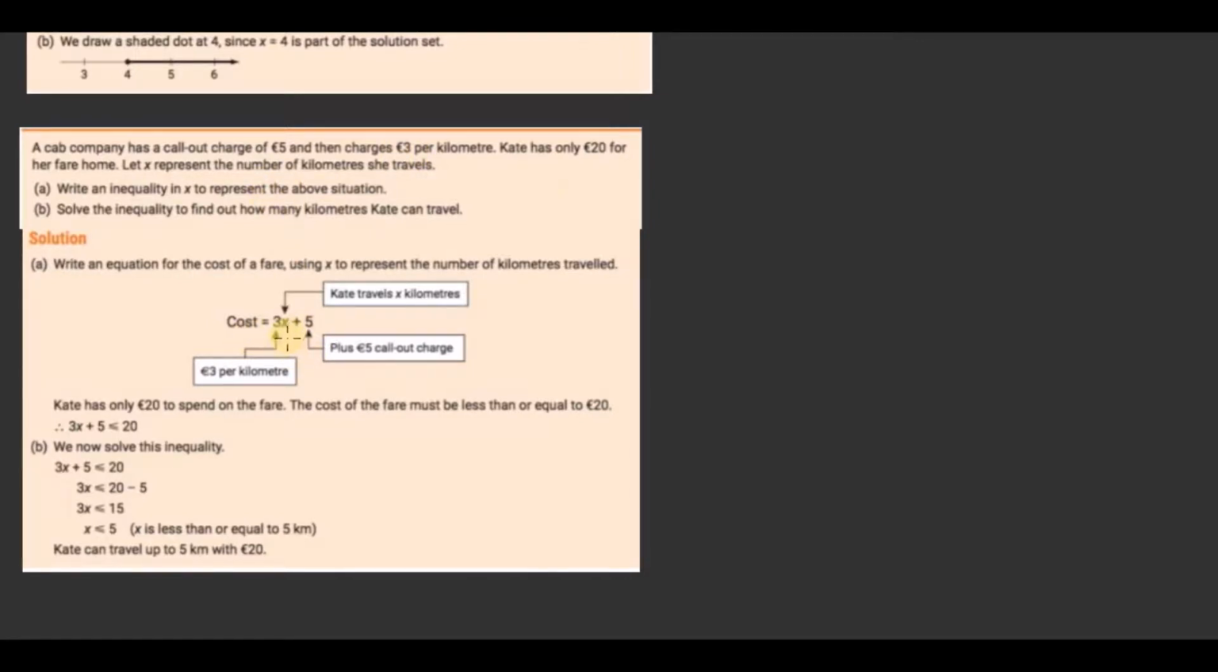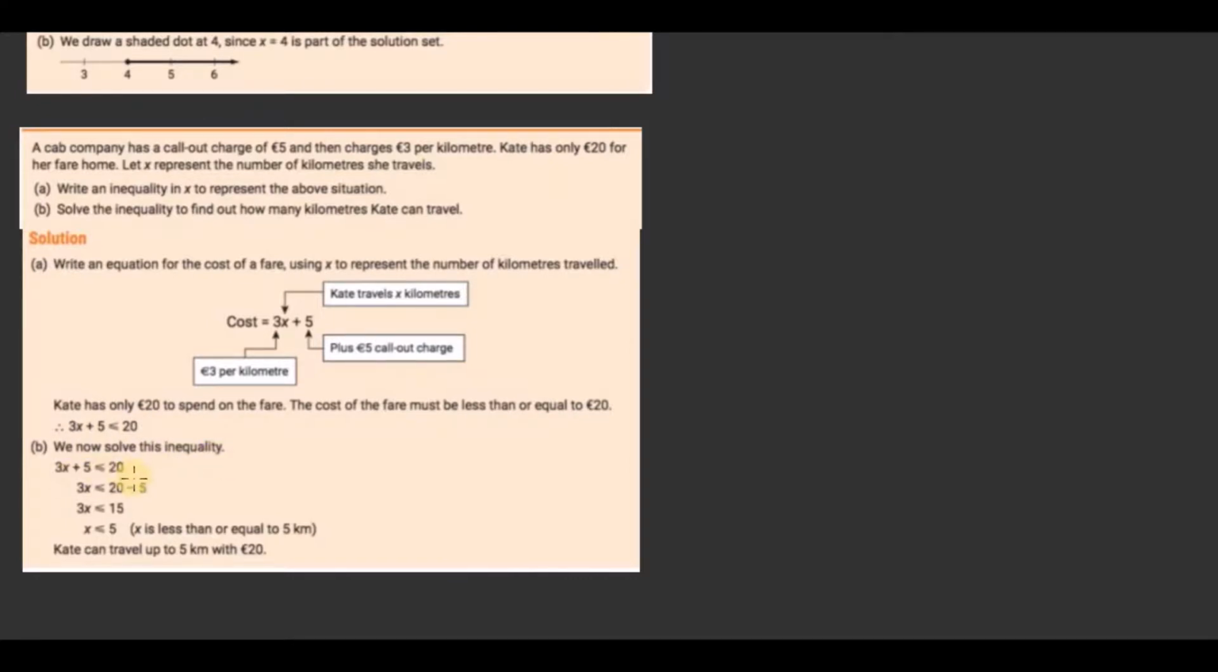So the cost is going to be 3 times x. It's €3 per kilometre, and the number of kilometres is x, plus a €5 call-out charge. Now this 3x plus 5 is what the cost of her taxi fare is going to be, but she only has €20. So 3x plus 5 must be less than or equal to 20. So now you can solve the inequality.